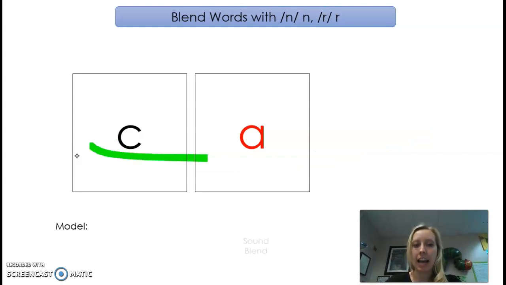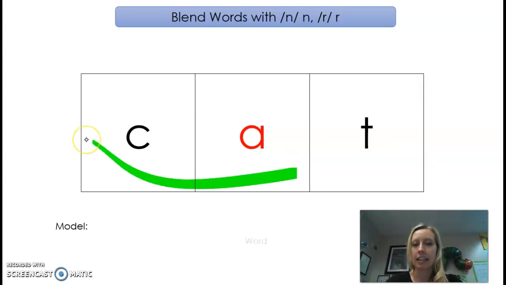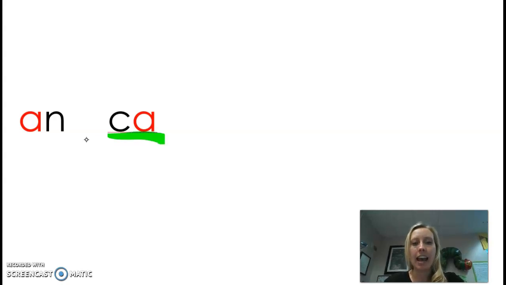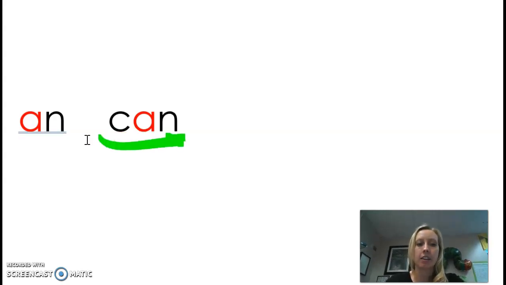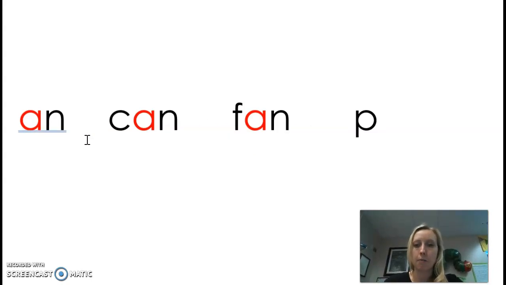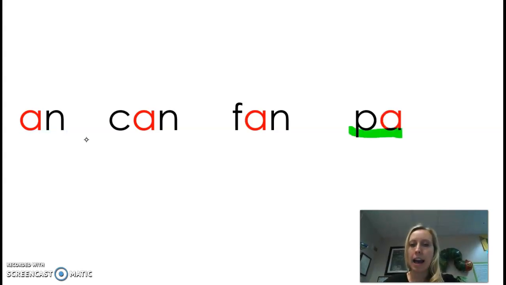Now blend. Cat. The word is cat. Okay, here we go. Blend. Put it together. And. Okay. Blend. Oh, you can't blend yet. So this is k. And then put it together. Can. The word is can. Next. Blend. Fan. Put it together. Fan. You can't really blend p, so just wait for the next letter. Pan. The word is pan.